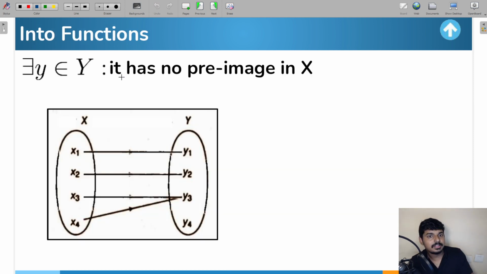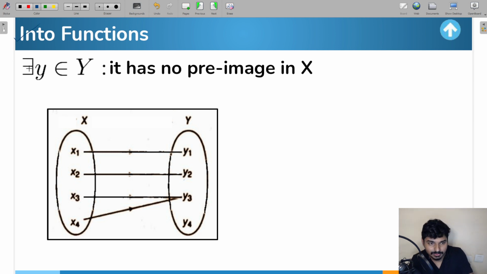Now let me go to another concept, which is the into function. A function which is not onto, we call an into function. For example, y1 is an image of x1, y2 is an image of x2, y3 is an image of x3 and x4. But the element y4 is not an image of any element present in the capital X set. Such functions, where the range is not equal to the codomain, where the range is a subset of the codomain, we call into functions.